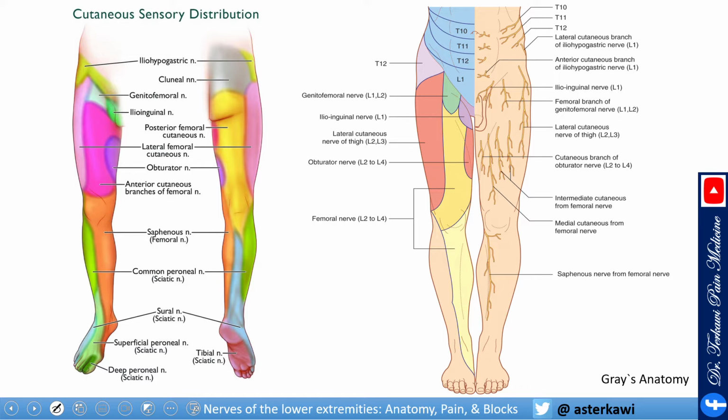And here we see more dermatomes, but think about nerves more than spinal nerve root. So, for example, here you have the iliohypogastric nerve, and then cluneal nerve here, genitofemoral, ilioinguinal, posterior femoral cutaneous, this area here, lateral femoral cutaneous, neuralgia paresthetica. We'll have a lecture on that, obturator nerve, saphenous, etc. So this is an extremely important image when you consider pain management.